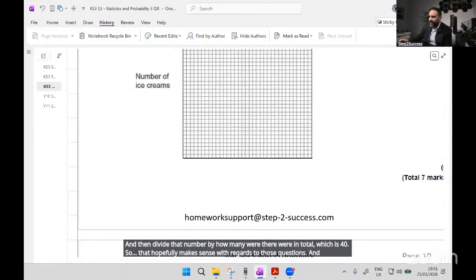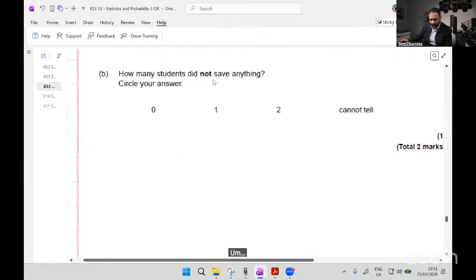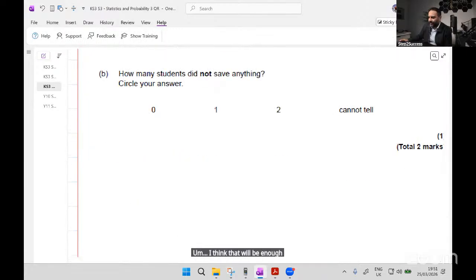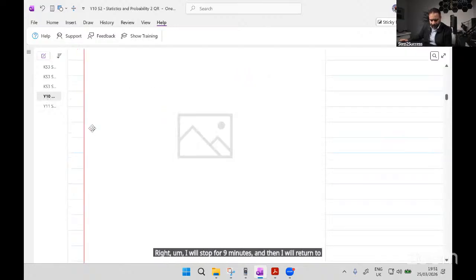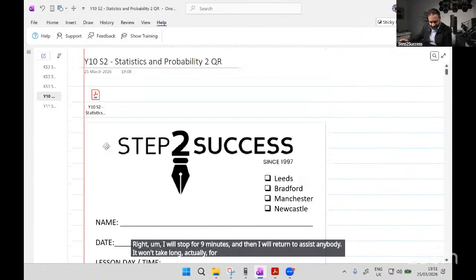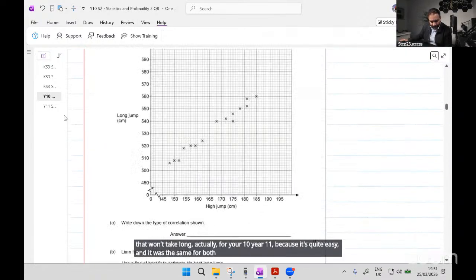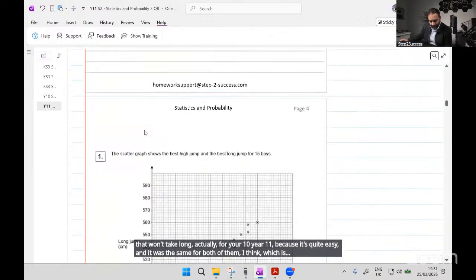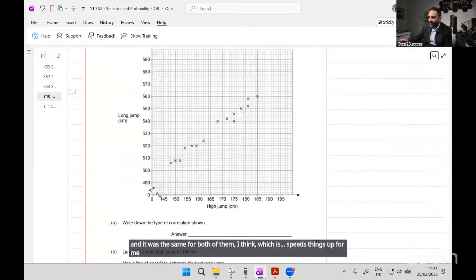And I think, given that there are no further questions on that, I think that will be enough of a hand on that booklet because they're quite repetitive once you get to the last few. Right, I will stop for 9 minutes and then I will return to assist anybody. It won't take long actually for year 10 and year 11 because it's quite easy and it was the same for both of them, I think, which speeds things up for me. So yes, I will return shortly.